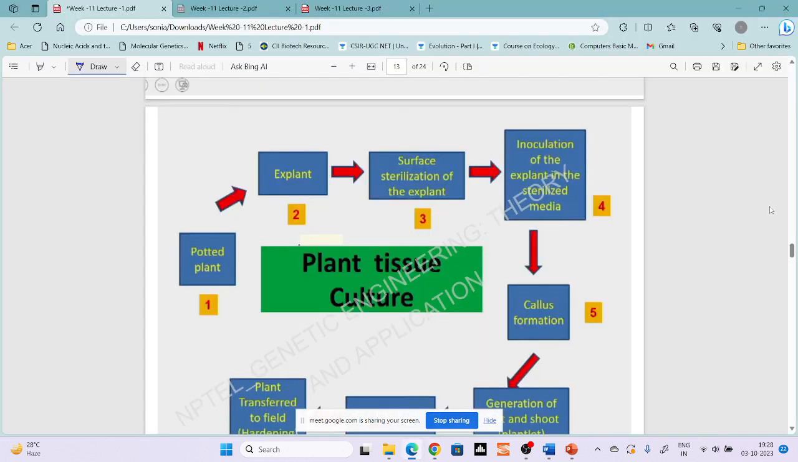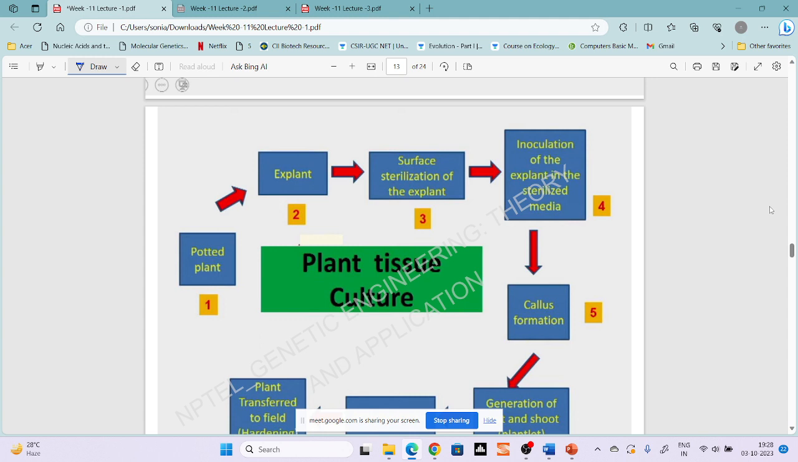I'm not a plant person, so if anybody wants to add something to what I am saying, you can, because I am from an animal background, but this is the basics, so I can explain. Then you have your plant, and then you have your explant, that means any part of the plant that you want to use for your tissue culture. Let's say I am taking leaves. Then what I have to do? I have to sterilize it.